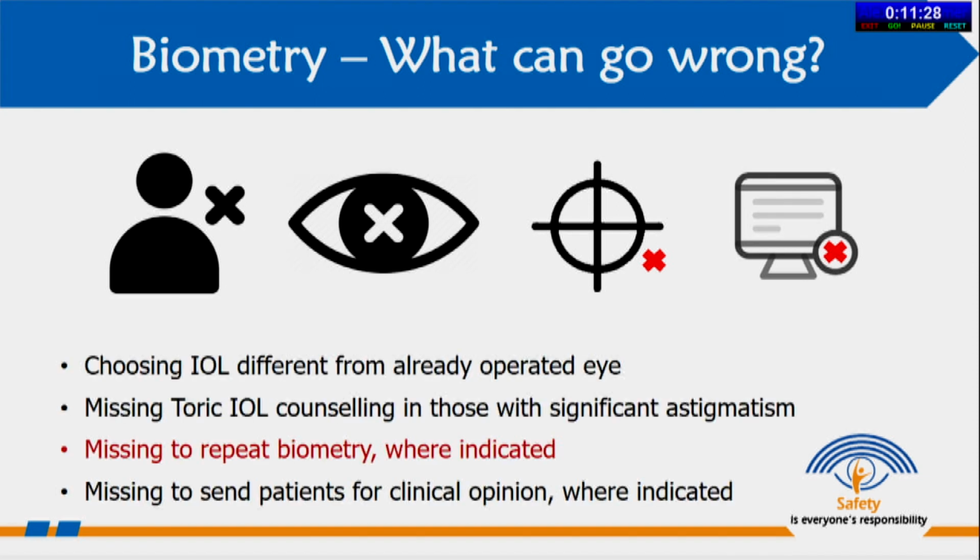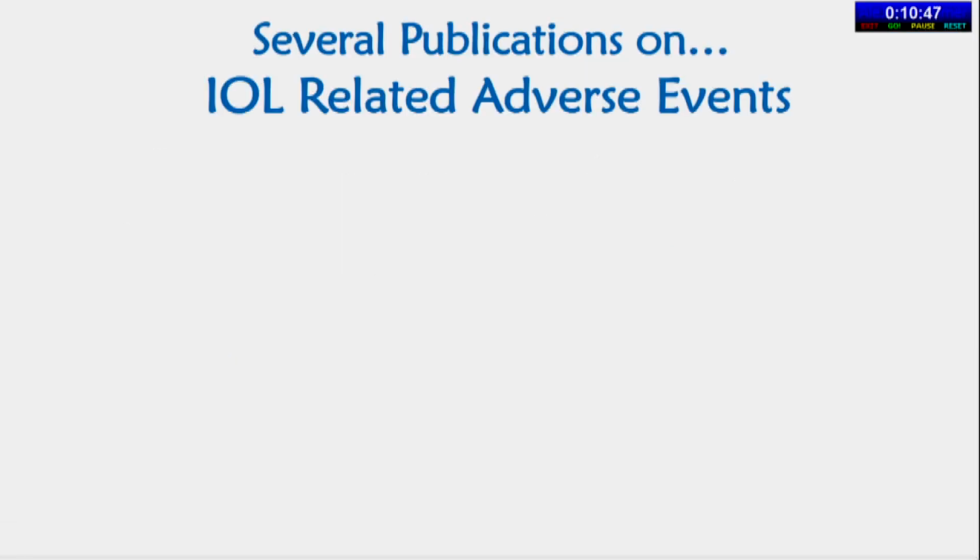Apart from this, what can happen is choosing an IOL from an already operated eye, like choosing a multifocal where a monofocal has been placed in the other eye, or vice versa. Missing out on advising a toric IOL if you notice a higher astigmatism during biometry. Missing to repeat the biometry, not following what is known as the Holladay's criteria for verifying the correct measurements whenever there is a difference between the two eyes, and missing to send patients for the specialty opinion, like retina for high myopia or glaucoma for nanophthalmos. All these can lead to problems.